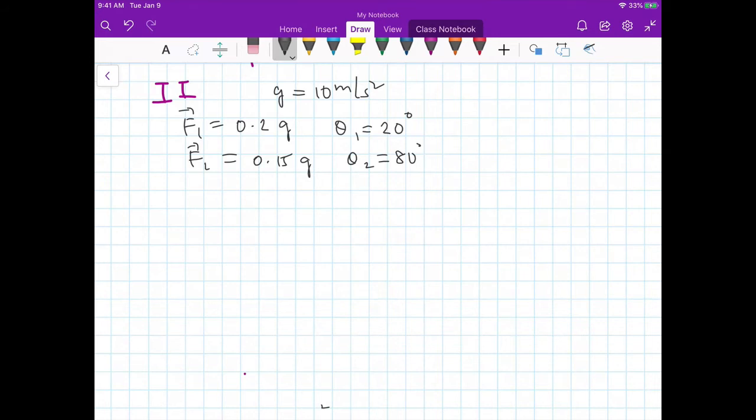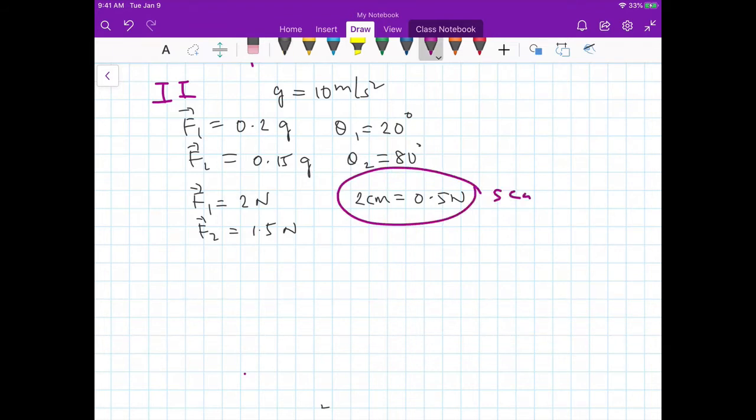Since that's the case, your f1 magnitude is going to be 0.2 times 10, which is 2 Newton. Then f2 is going to be 1.5 Newton. If I'm using the same scale as I said, which is 2 centimeters for every 0.5 Newton. So remember, this is my scale. Okay, this is only a scale.